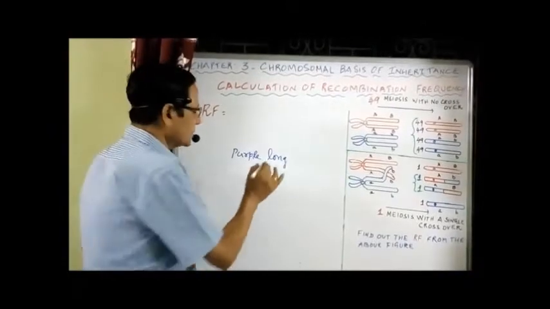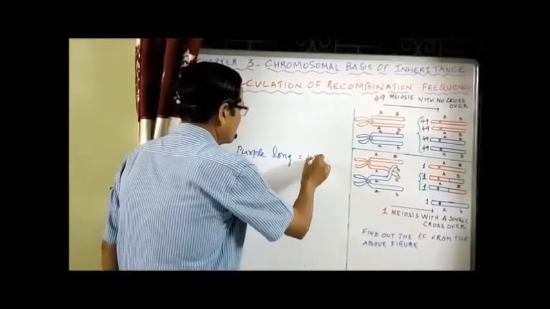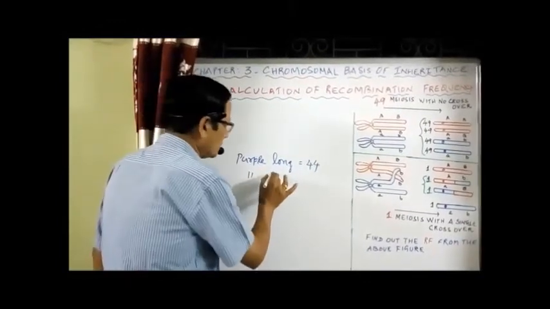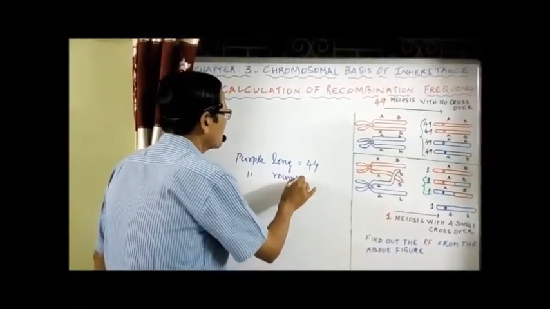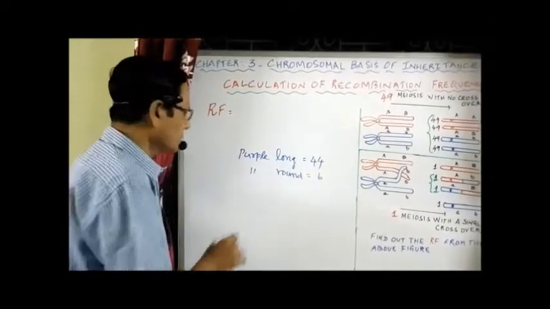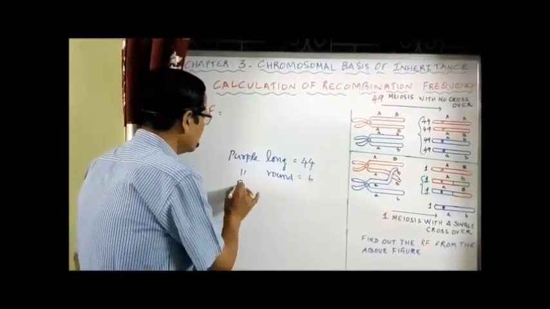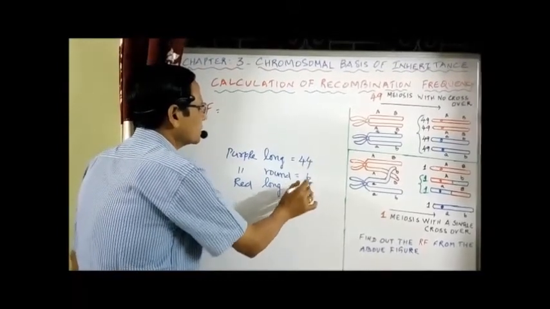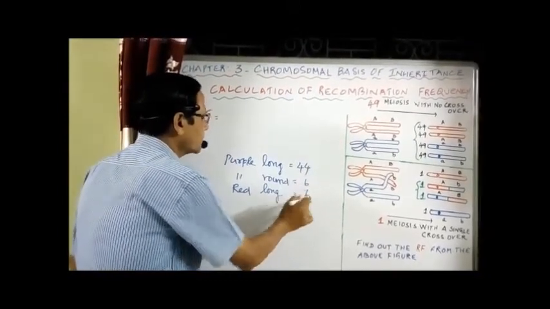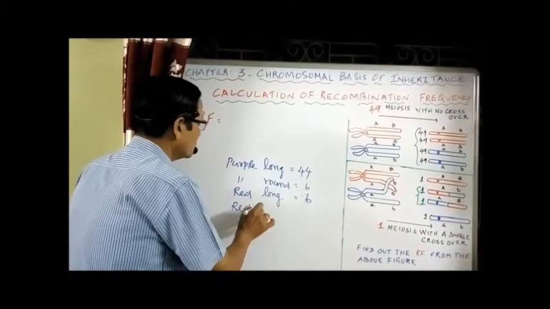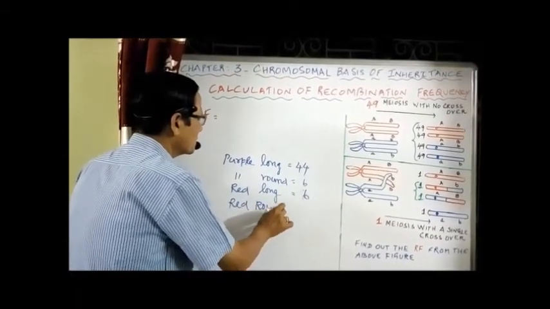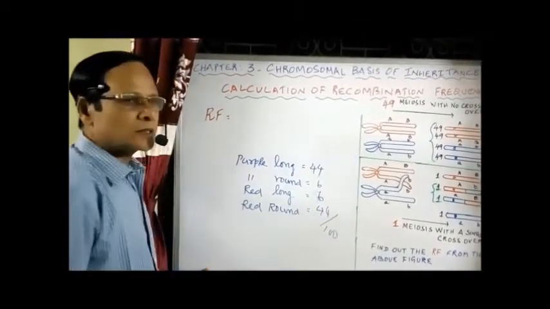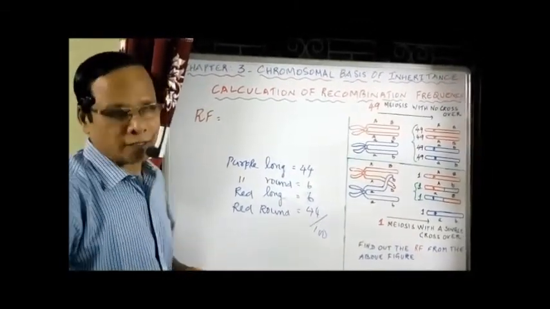We already see that out of 100, we have received 44 progenies that are purple, long. Then we have purple, round: 6. And then red, long: 6. Then red, round: 44. Totally 100. So this is the data we already have.